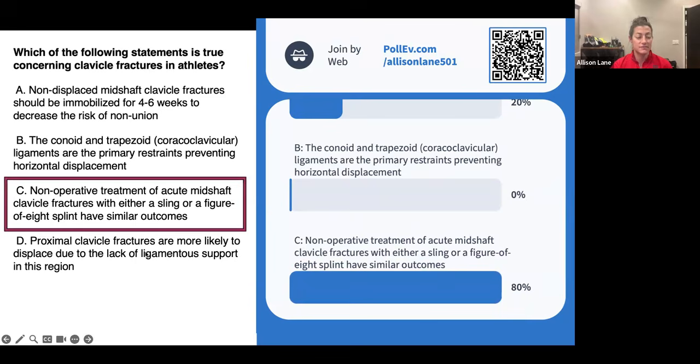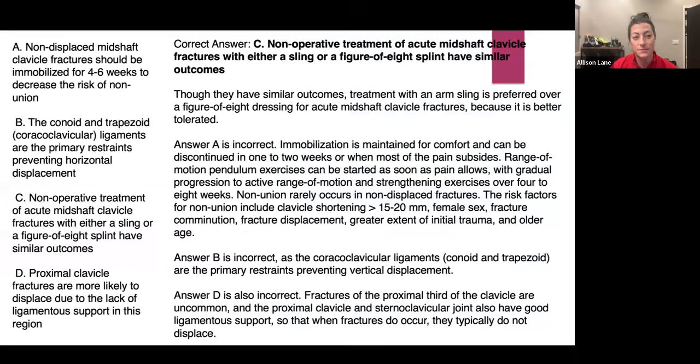Most of you got this right. My dogs agree. Non-operative treatment of acute midshaft clavicle fractures with either sling or figure of 8 have similar outcomes. They do have similar outcomes, but the sling is preferred because it is much, much easier to tolerate. So immobilization for A is incorrect. Immobilization is essentially just for comfort and really only needs to be in place for a couple of weeks, just as most of the pain subsides.